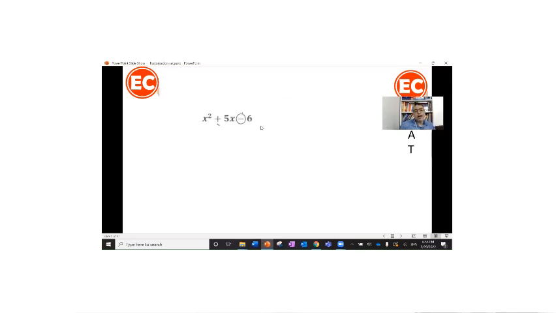What if the last sign is negative? In this case, I'm looking for two numbers whose product is 6, like 2 and 3. Their product is 6, but the difference between them is not equal to 5. Here, I'm looking for the difference.